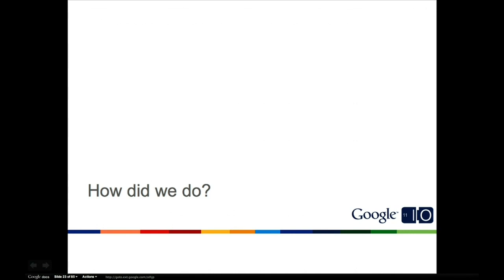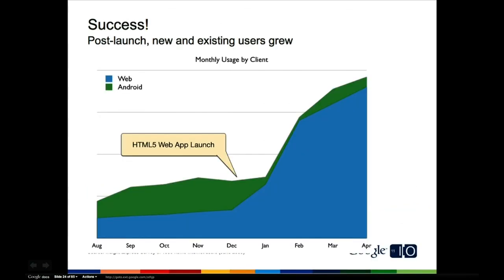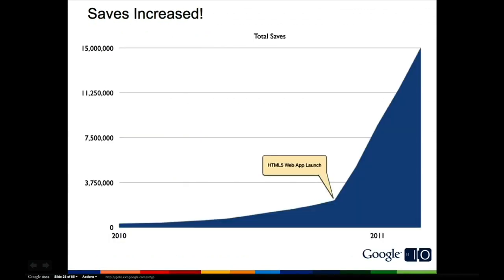So how did we do since launching? Well, right after launch, you can see that we had a spike in that our web application users started to match our Android users. We actually doubled our web application users in the next 2 months after launching into the Chrome App Store. Another important metric is that we had a 5x growth in the number of saves.